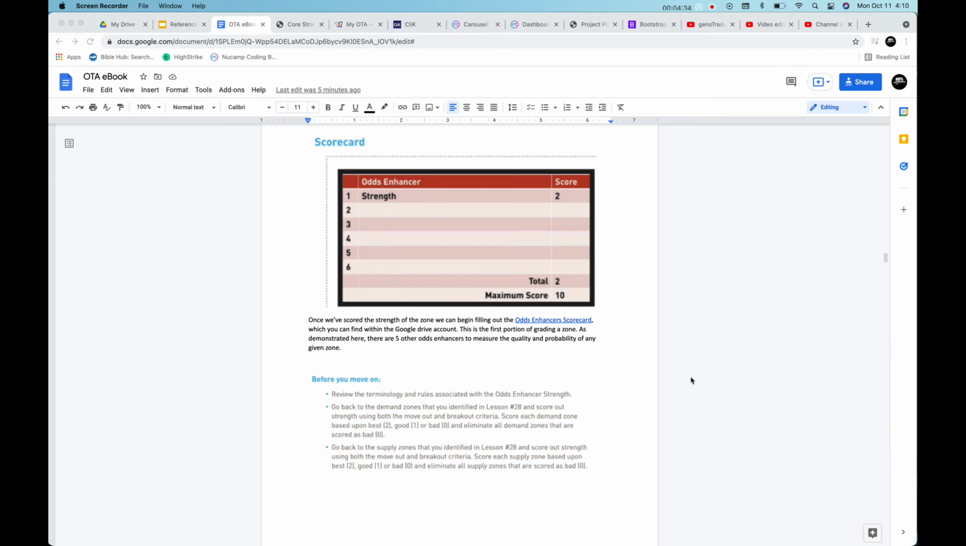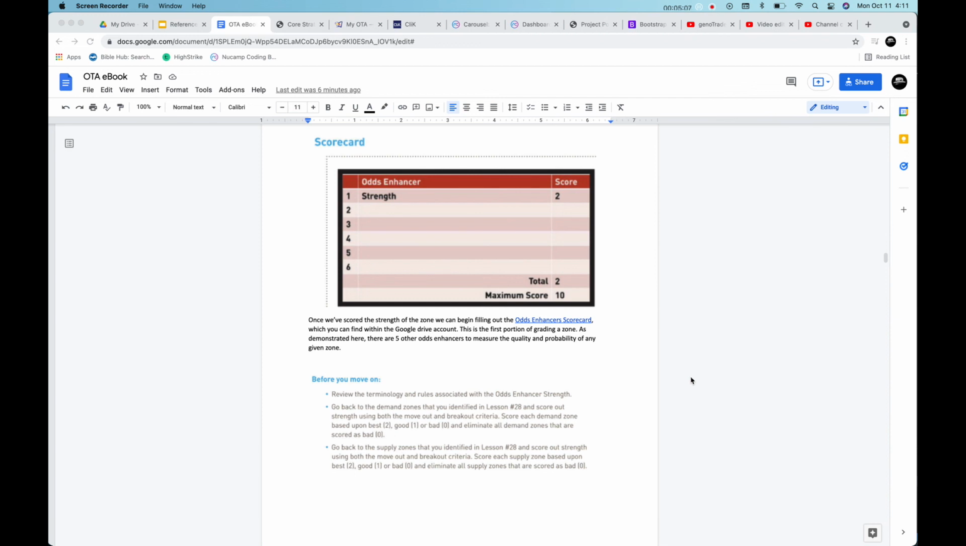Go back to the demand zones that you identified in lesson 28, which is the video where we did the base isolation technique. Go back to those demand zones that you drew, and look to see if the demand zone you drew scored a measure of either 2, which is the best, 1 point, which is good, or 0 points, which is bad. Or pull up a chart and start from scratch.